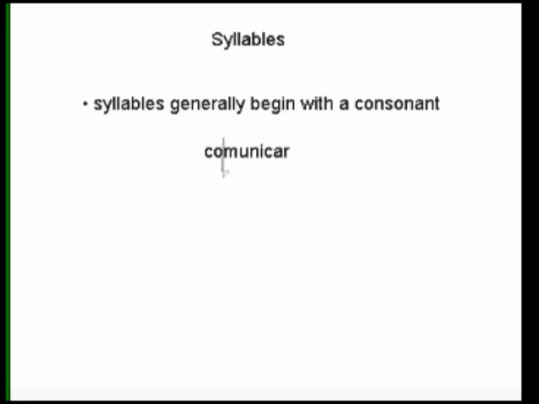So we start with co, and then if our next syllable is going to start with a consonant, we know that we have to divide there before the m. And we just keep going through like that. Comunicar.